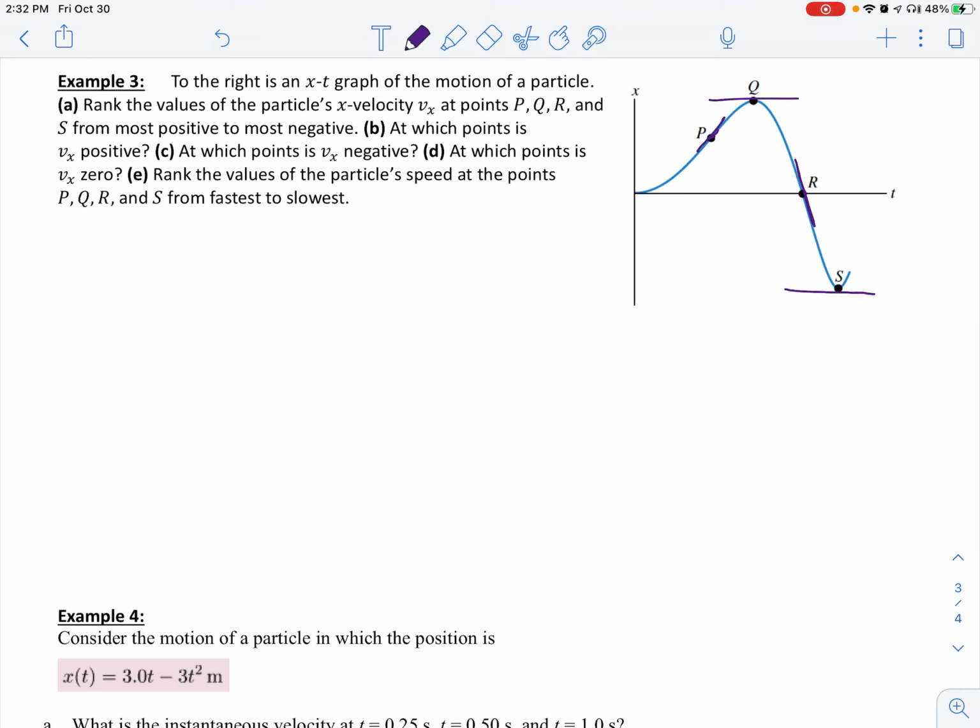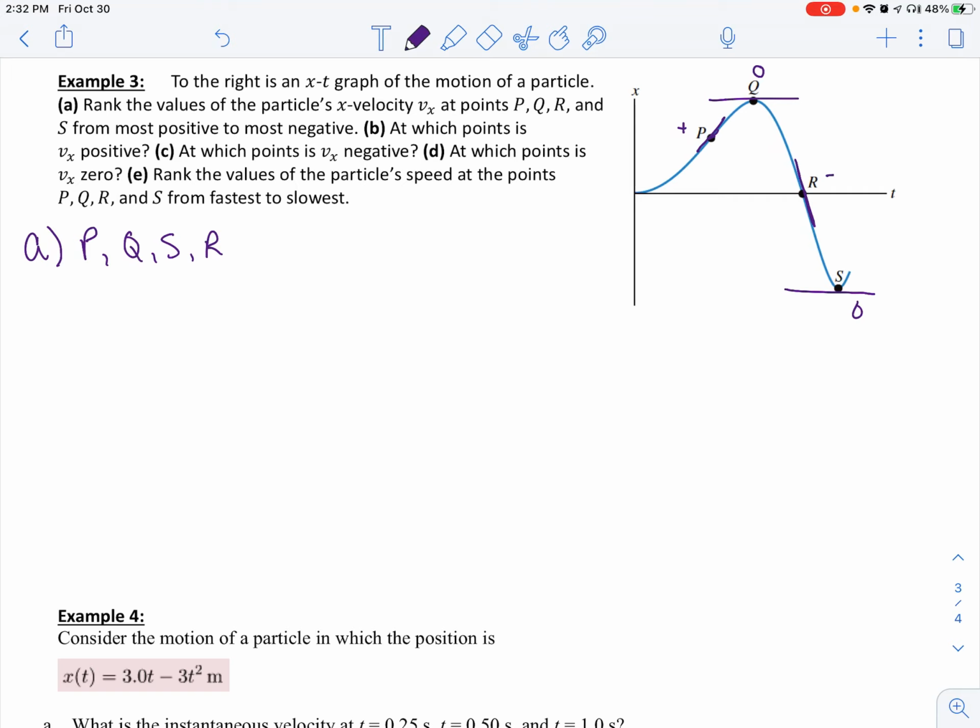Okay, so let's take a look. It says, part A, rank the values of the particle's velocity from the most positive to the most negative. So what I want you to see is that P is going uphill, Q is going nowhere, R is going downhill, negative, and S is also going nowhere. So from the most positive, that would be point P. And then Q and S are interchangeable because they're both 0. And then R goes downhill.